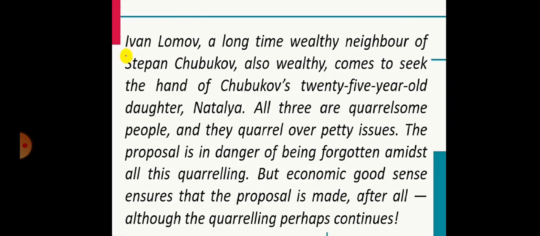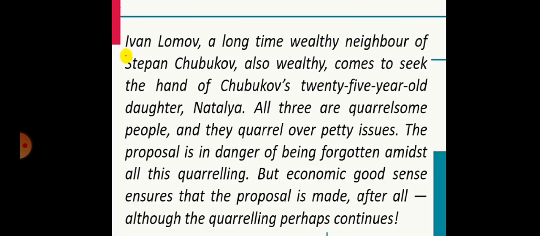Ivan Lomov, a long-time wealthy neighbor of Stepan Chubukov, also wealthy, comes to seek the hand of Chubukov's 25-year-old daughter Natalia. The description is given that Lomov is a wealthy neighbor of Chubukov, and Chubukov was also a wealthy person with a huge financial income. So Lomov is going to Chubukov's house to take permission to marry Natalia.